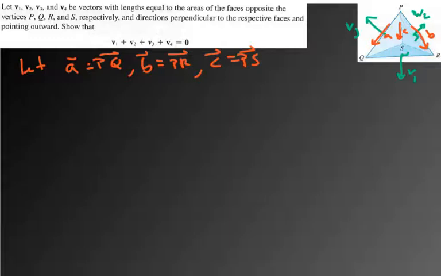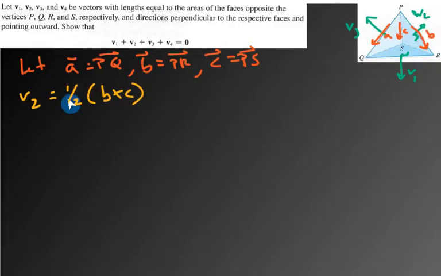So, based on the definition of these vectors, we know that V2, let's say, would be equal to 1/2 B cross C. And the reason is, the way I define these two vectors, they are in this triangular plane, PRS, and the V2 vector is perpendicular to that plane. So for sure, if you cross B and C, you're going to get V2.